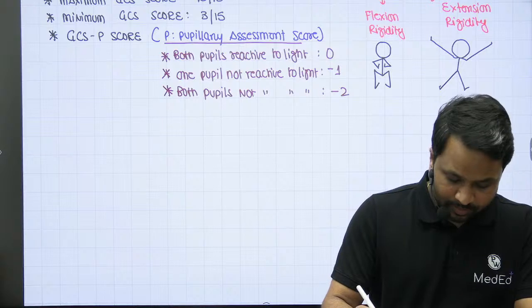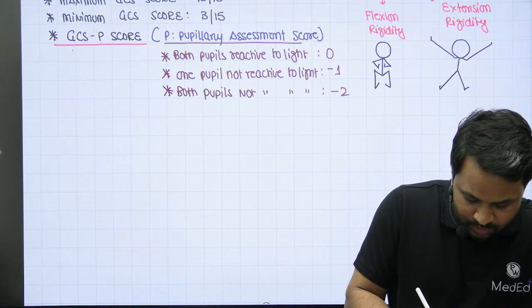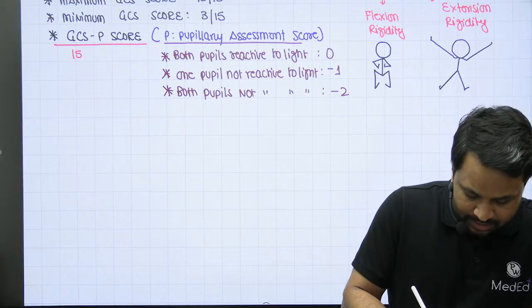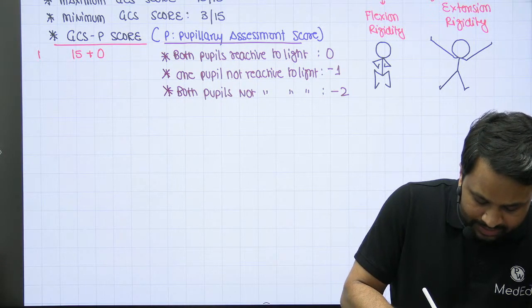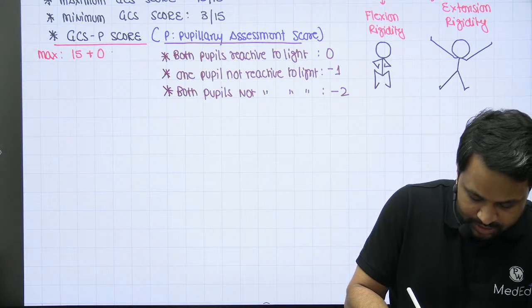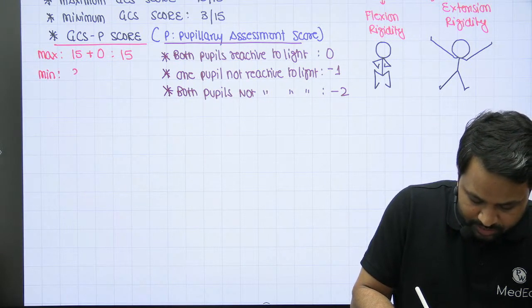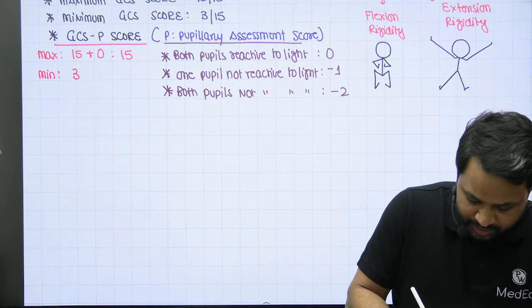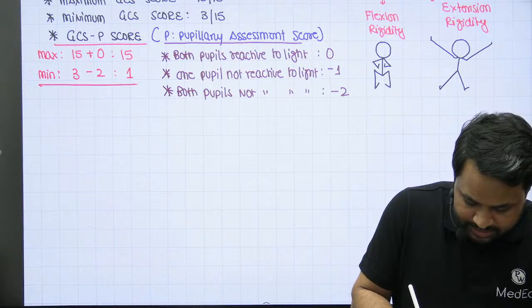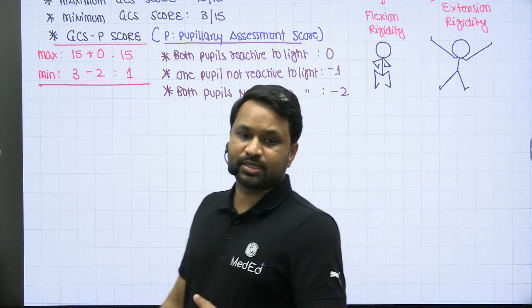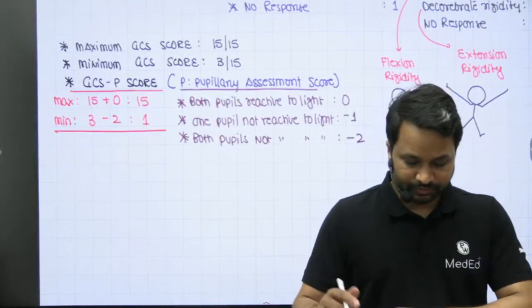So when you add up a GCS-P score, the GCS score is 15, that is your maximum, plus P score maximum is going to be 0. So the maximum GCS-P score still remains 15. When I say what is the minimum GCS-P score, the minimum GCS is 3 and the minimum here of P is -2. So it is going to be 1. So the minimum GCS-P score is going to be 1 whereas maximum still remains as 15.